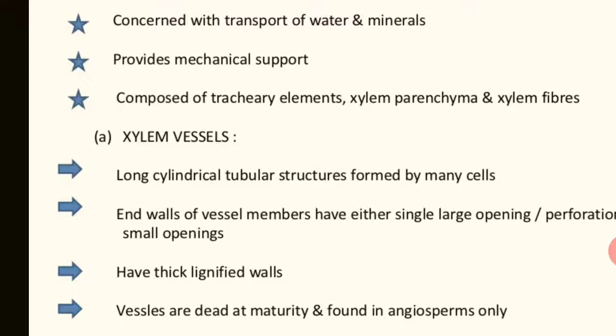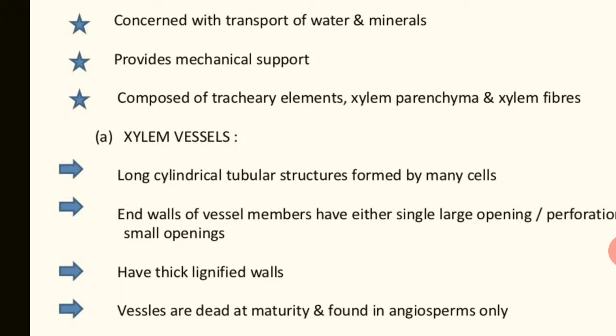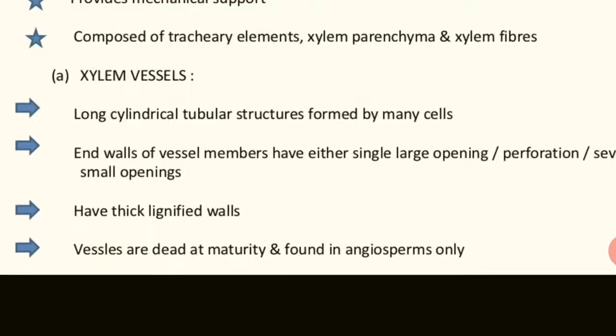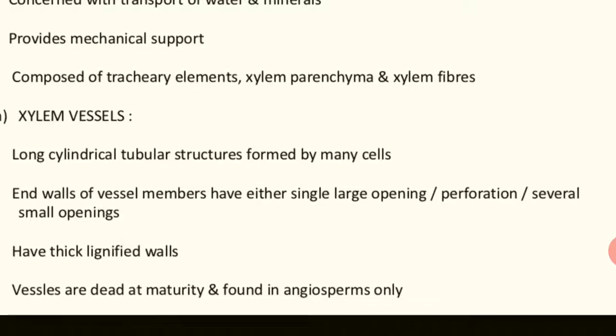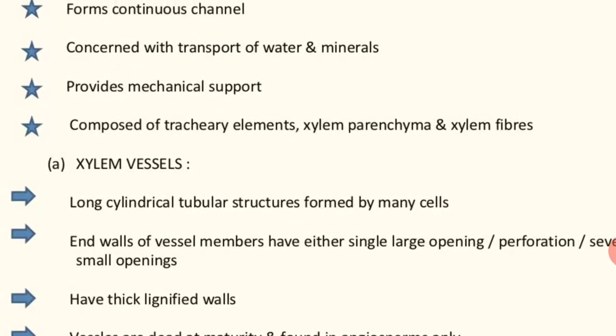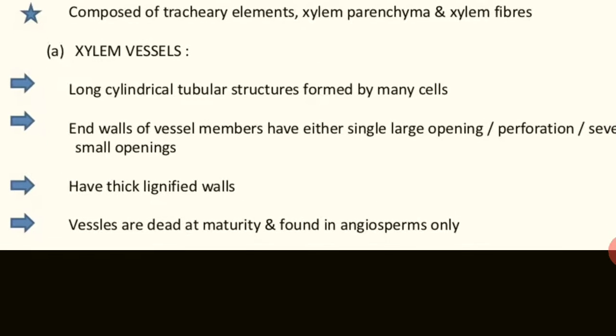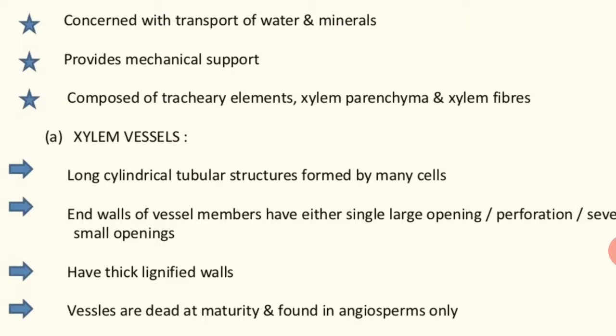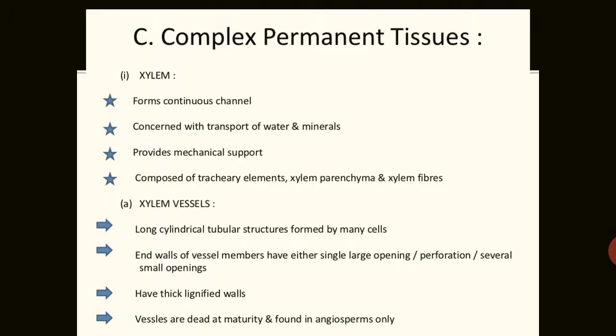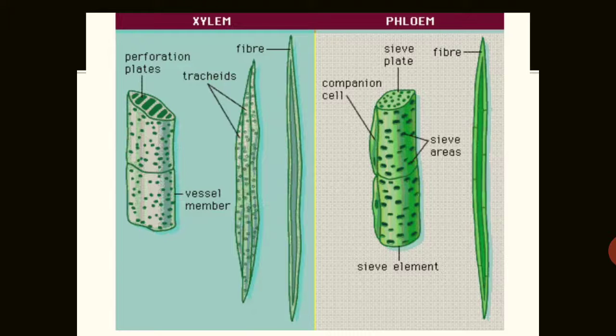The first cell is known as the xylem vessels. It is a very long cylindrical tubular structure formed by many cells. First type, xylem vessels. The end walls of the vessel members have either a single large opening, sometimes perforations, meaning there is perforated tissue for the perforation purpose, and several small openings, having very thick and lignified walls. The vessels become dead at maturity and are found in angiosperms only. This xylem vessel is found in angiosperms only.